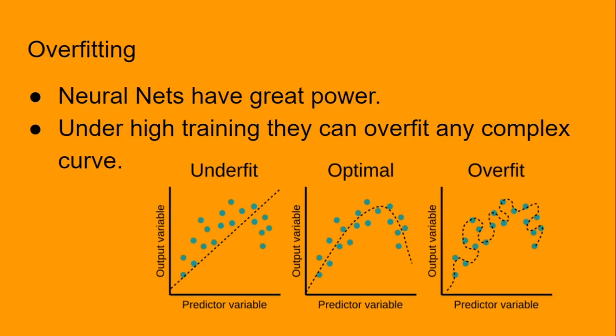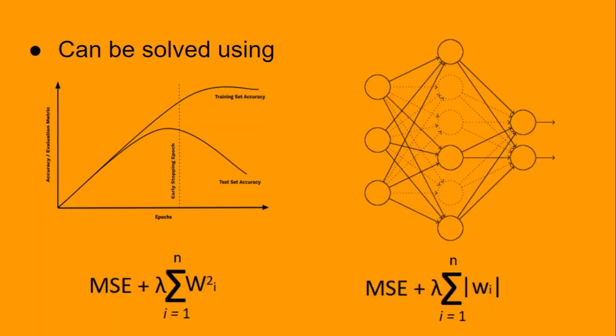Another common problem is overfitting. As you know from machine learning, overfitting is a problem when the network or the model tries to memorize the data. Neural networks have great power. Under high training, they can overfit any complex curve, as you can see in the figure below. This problem can be solved by 4 major approaches.